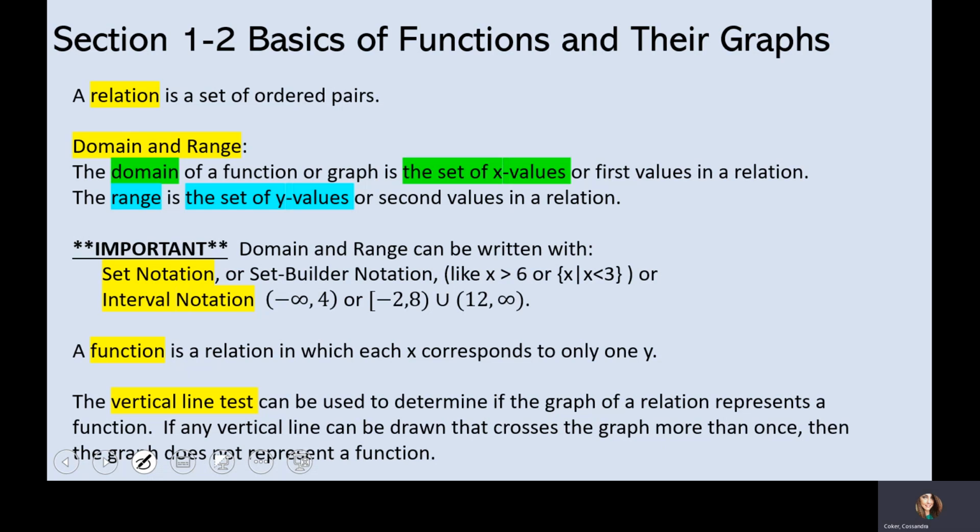All right, and next, we're getting into section 1.2.